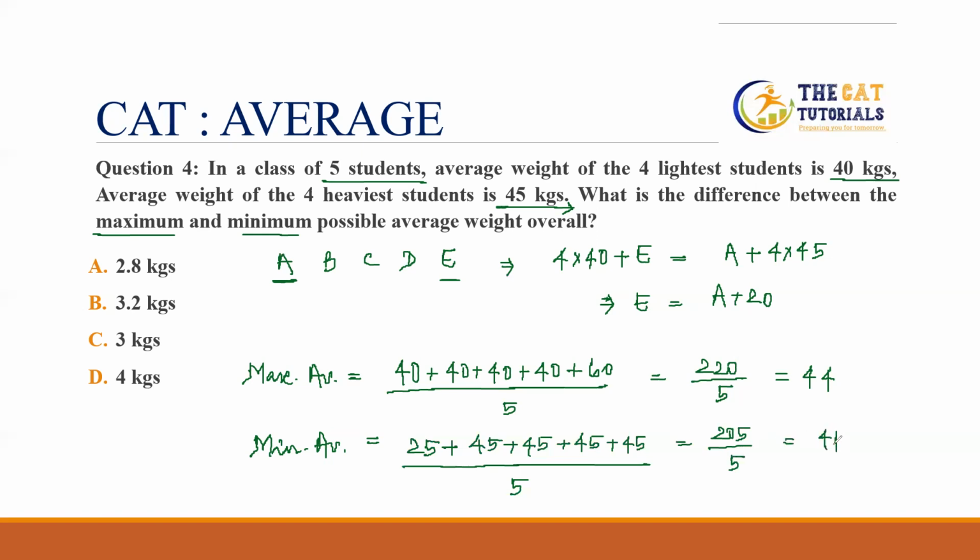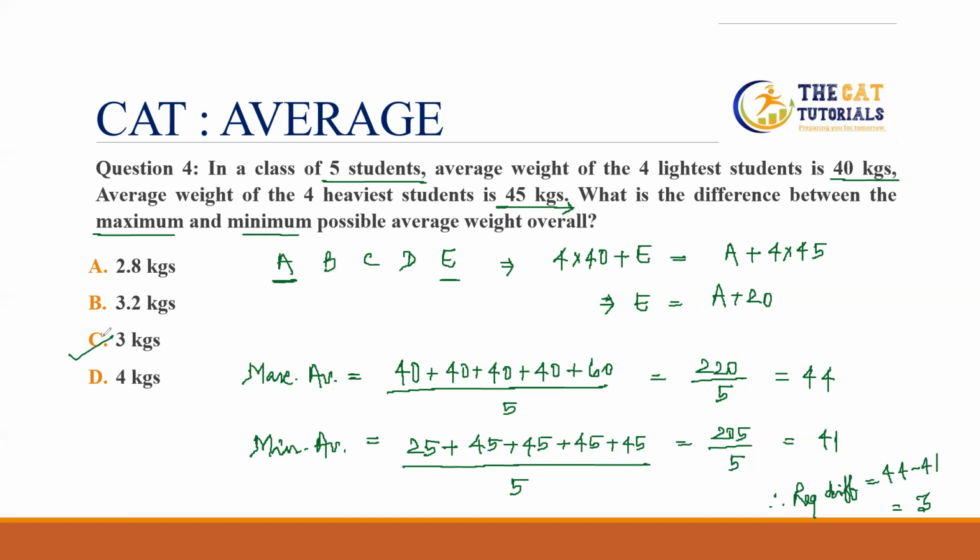The question is, we have to find the difference between the maximum and minimum possible average. So the required difference is 44 minus 41. The answer of your question is 3. So which option is the answer? Third option. Option C is the answer of the question.